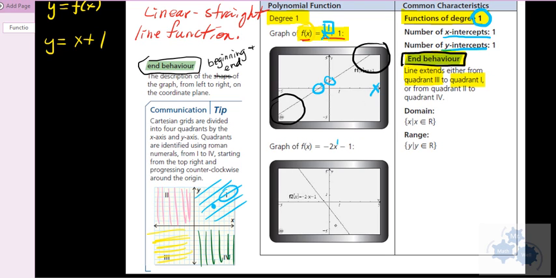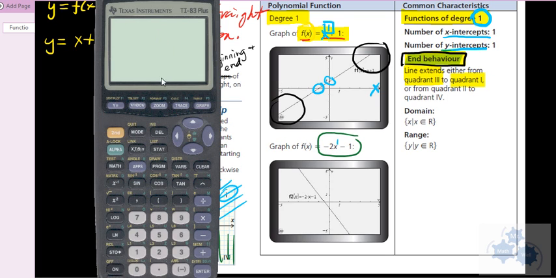All right, let's take a look at the second graph here, this one right here. Okay, y, or f of x equals negative 2x minus 1. So let's go back to our calculator there, and let's graph that one as well. So why don't you do that on the second line?